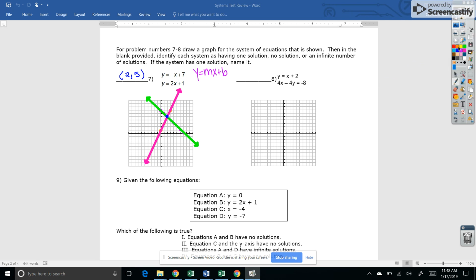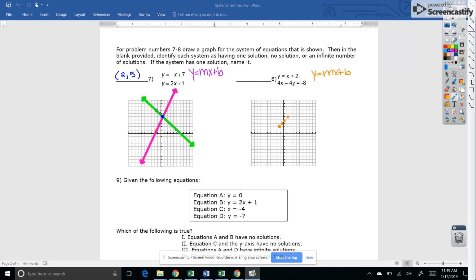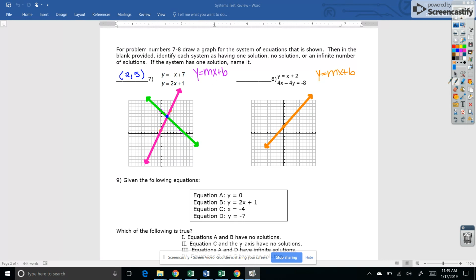Okay, second system. I have y equals x plus 2. So again, that is in y equals mx plus b. And I see that my y-intercept is 2 and my slope is 1. So up 1 and to the right 1. My second equation is not in slope-intercept form, so I need to get it into slope-intercept form by isolating the y.